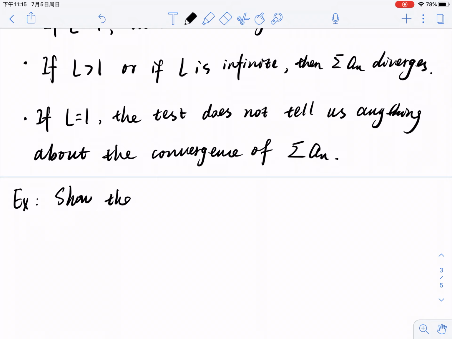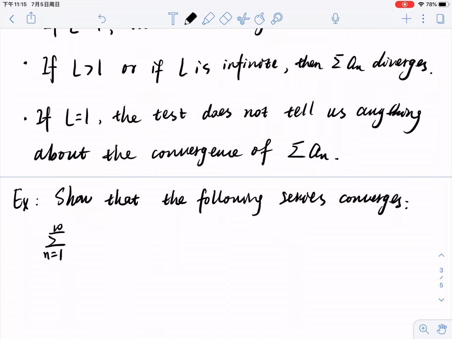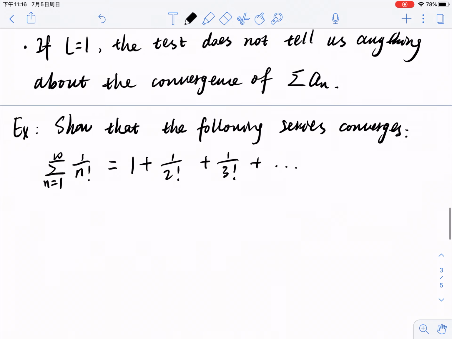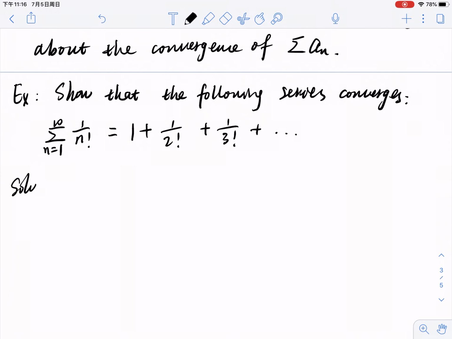Show that the following series converges. Sigma n from 1 to infinity of 1 over n factorial is 1 plus 1 over 2 factorial plus 1 over 3 factorial. So we have a_n is 1 over n factorial. Now a_(n+1) is 1 over (n plus 1) factorial.